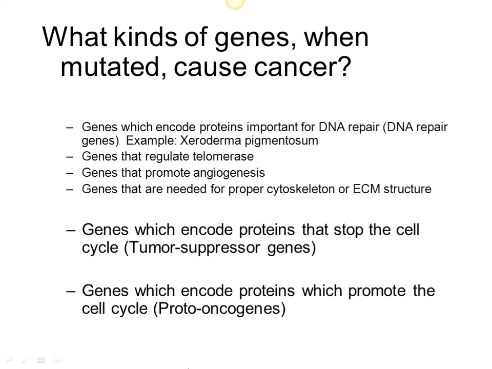So there are two major groups of genes which cause cancer. Those are the tumor-suppressor genes and the proto-oncogenes. And then there are some smaller groups of genes which are involved or mutated in part of the multi-step process that also contributes to cancer. And those are genes which encode DNA repair proteins and enzymes, genes that regulate telomerase, genes that promote angiogenesis or new blood vessel growth, and then the genes needed for cytoskeleton or extracellular matrix structure.